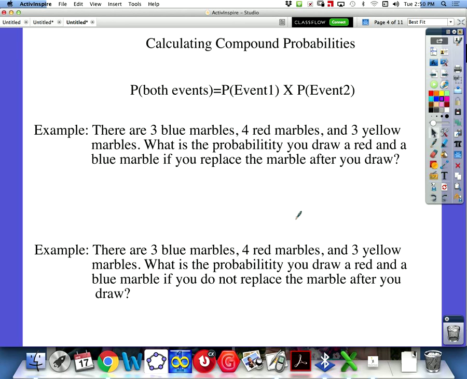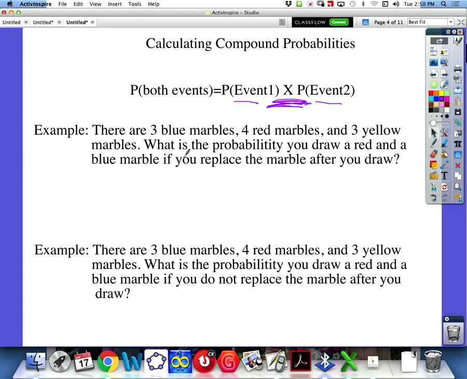So when we go to calculate these probabilities, the rule for calculating compound probabilities is that it's really just a multiplication problem. If I want the probability of 2 events happening, we write the probability of event 1 happening, the probability of event 2 happening, and then put a multiplication in between.